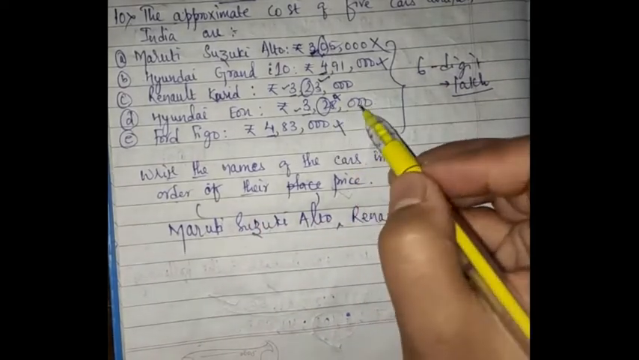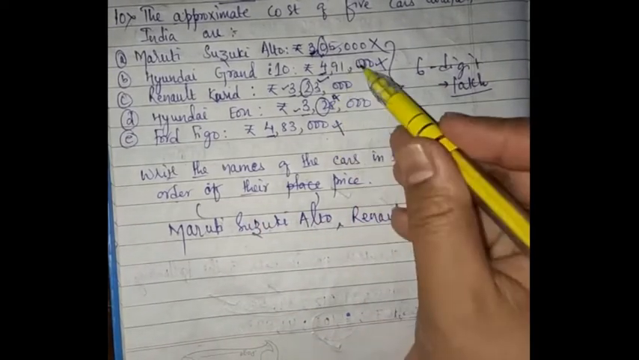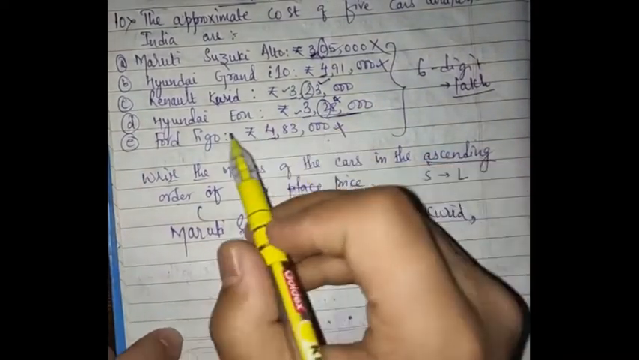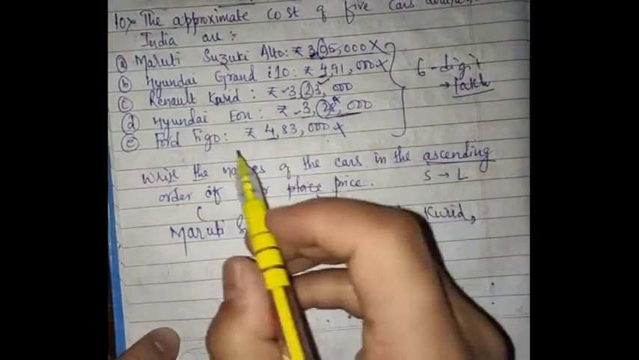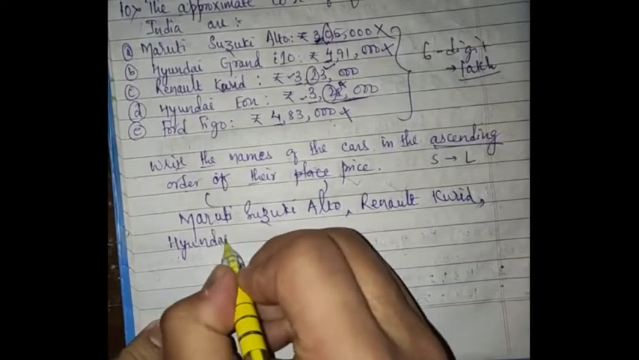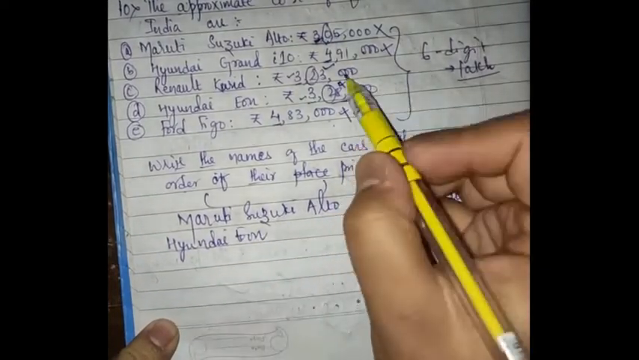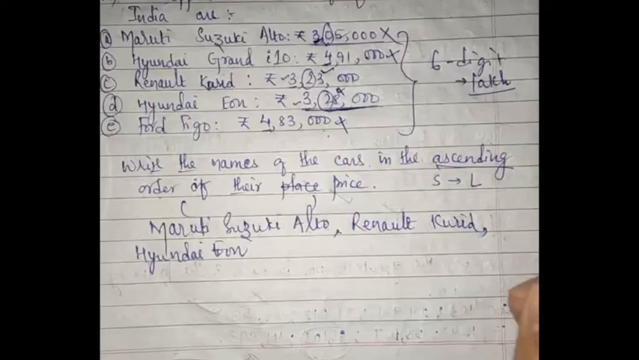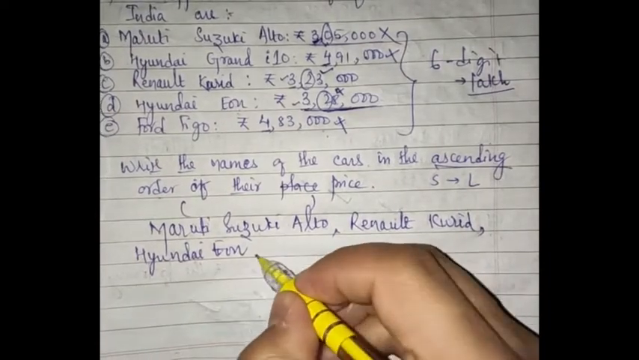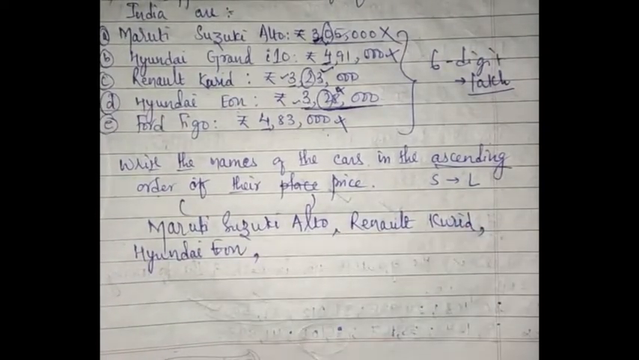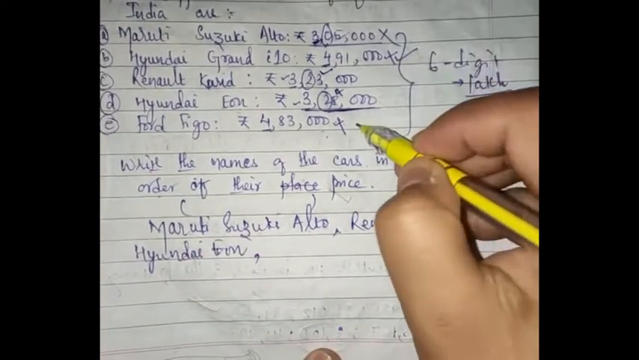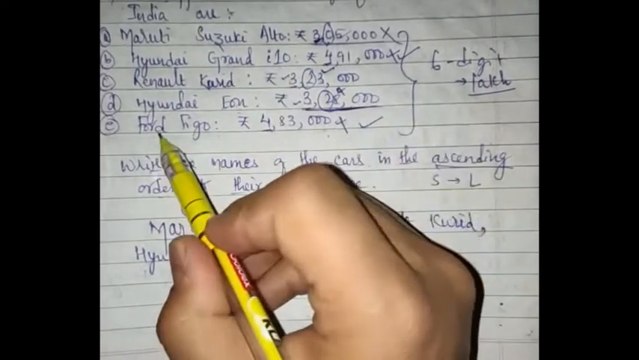Next, we cannot choose between these two because they are in 4 lakh. So the remaining least cost is possessed by Hyundai Eon. You'll write the name Hyundai Eon right here, because after these two, Hyundai Eon has the third least cost, isn't it? Moving on to the next least cost, greater than this, we have 2 cars left. That is Hyundai Grand i10 and Ford Figo.